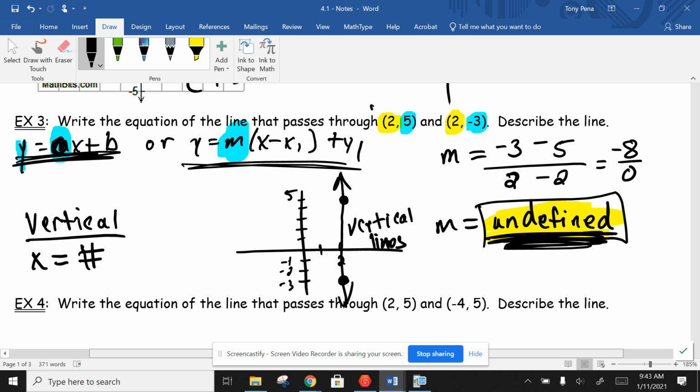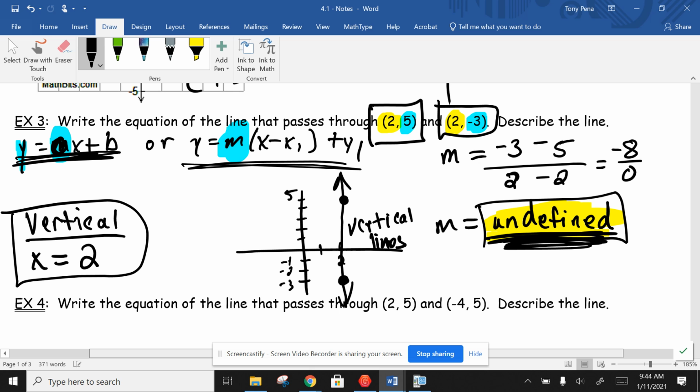So go back to your 2 points here and here. Look at what's highlighted in yellow. Look at your x coordinates. Aren't both of those x coordinates a 2? So the equation for your line is always just x equals 2. This is the answer to this question. So if you have a vertical line, it's always x equals some number.